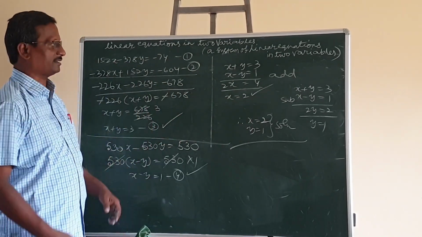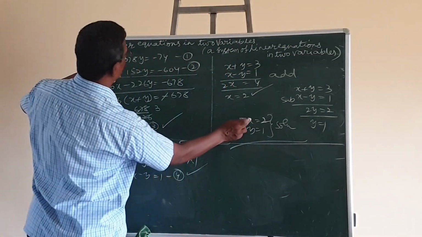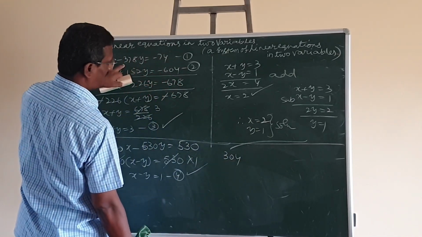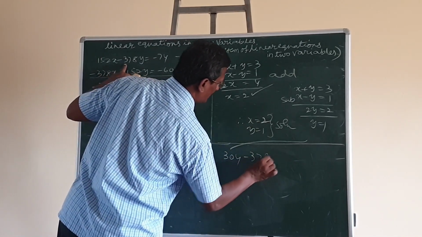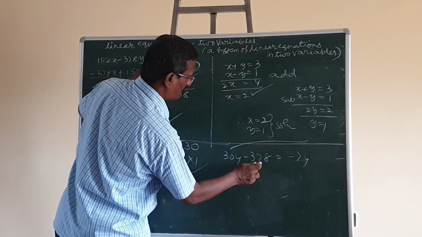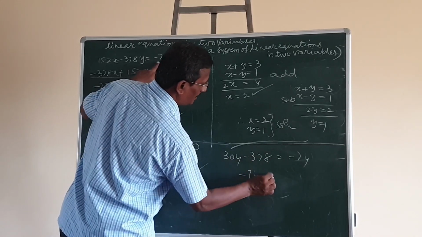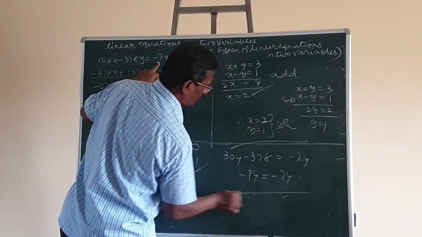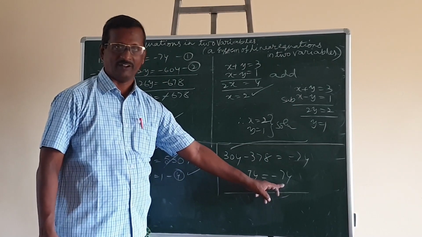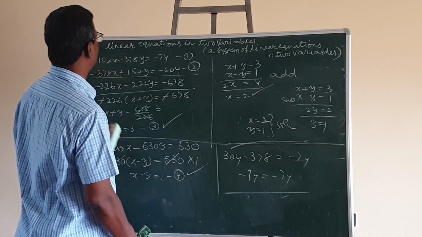Let us check whether it is correct or not. To confirm by checking: 152 into 2, this is 304. Minus 378 into 1, this is minus 378. It is minus 74. On subtraction, 8 minus 4 is equal to 4, 7 minus 0 is 7, with the minus sign. This is also minus 74. So LHS is minus 74, RHS is already minus 74. Therefore, it is confirmed that the solution is satisfied in equation 1.